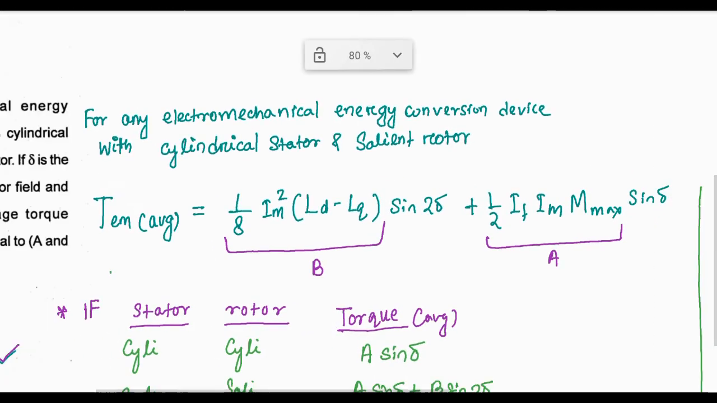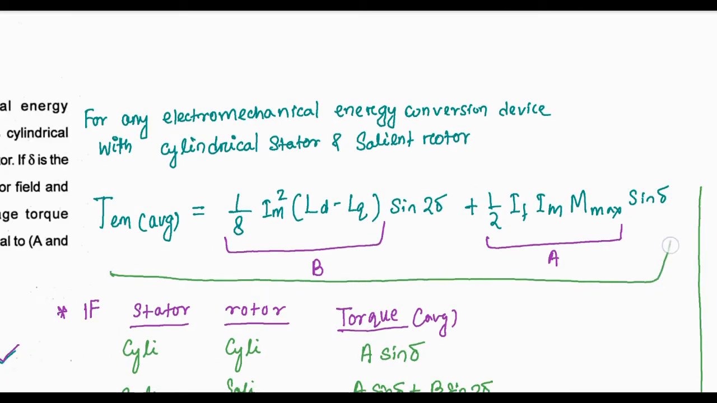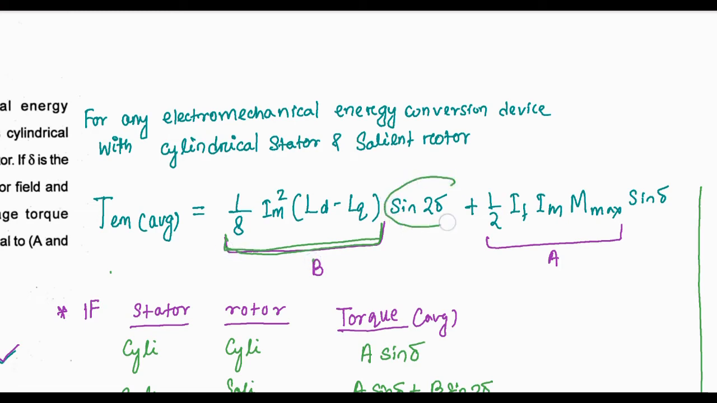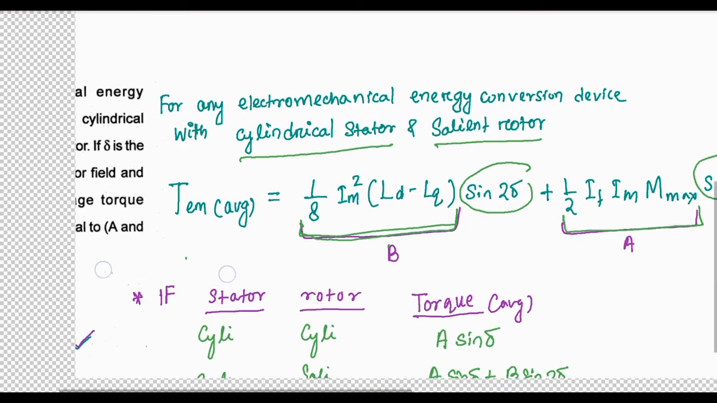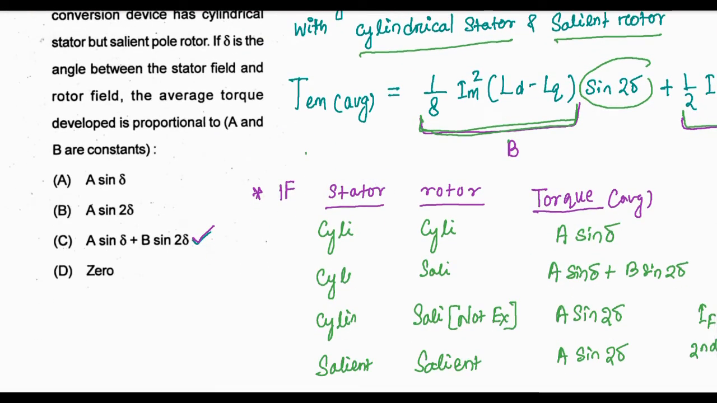I can write that this is the common expression. This term can be written as B sin 2 delta and this term as A sin delta. So as this is a cylindrical stator and salient pole rotor, this will be A sin delta plus B sin 2 delta.